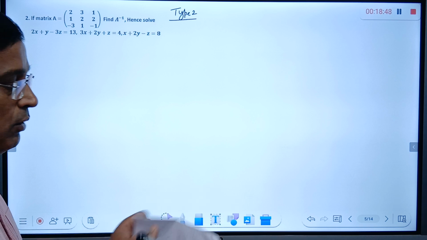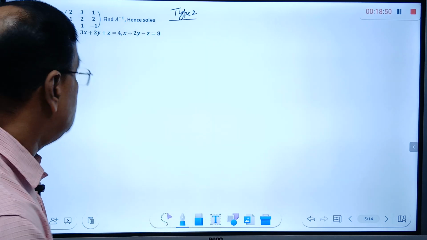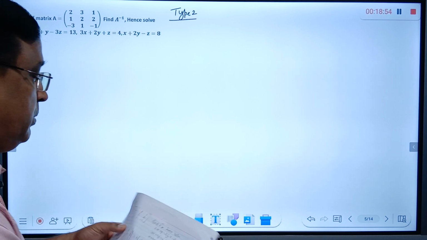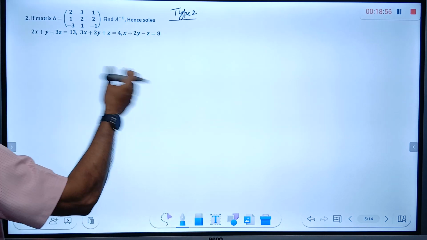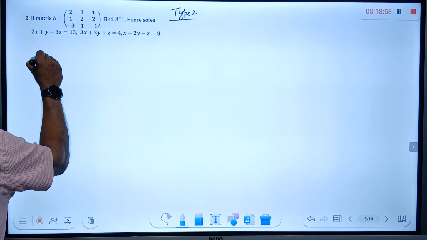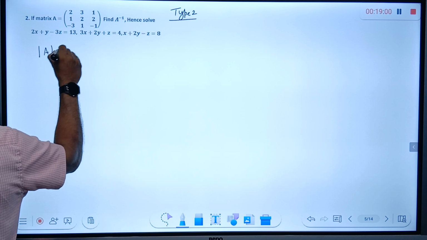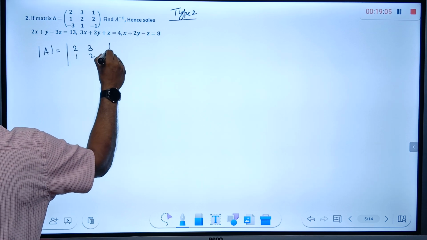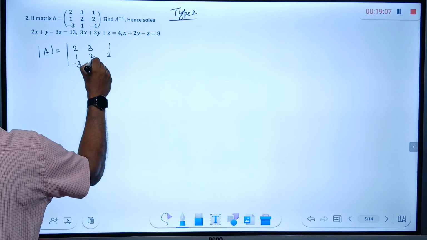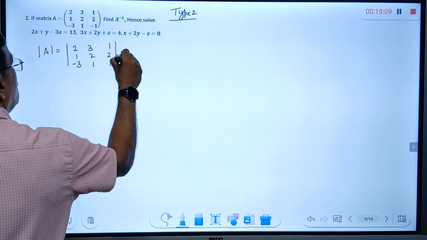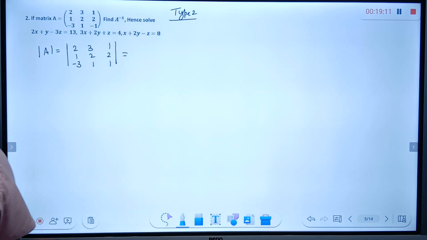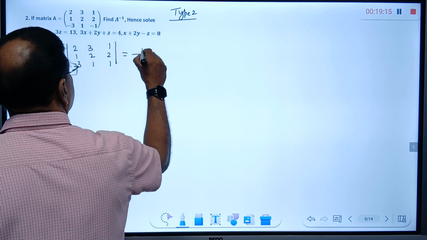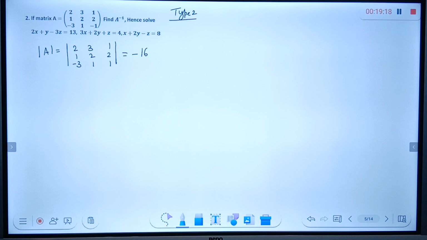Now what happens in this problem is, first of all, I want to find A inverse. As I said, I will not be wasting too much time doing the same thing again and again. So I will just write. First you have to find the determinant of A. You follow the same procedure that I did for the previous problem, and you will definitely get the determinant value, which is minus 16.